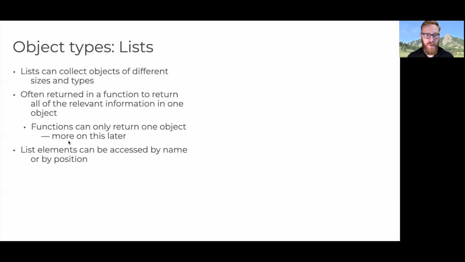So similarly to vectors, list elements can be accessed by name or by position. So we'll talk in a bit when we go back to R about what double square brackets versus single square brackets mean. But in brief, double square brackets will give you the element residing at that position in the list, and single square brackets will give you a list containing that element.